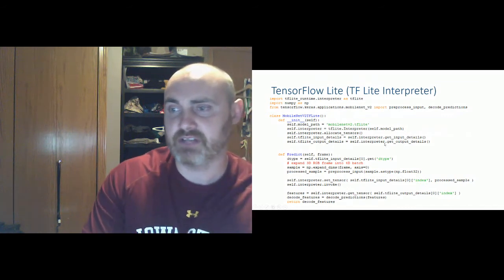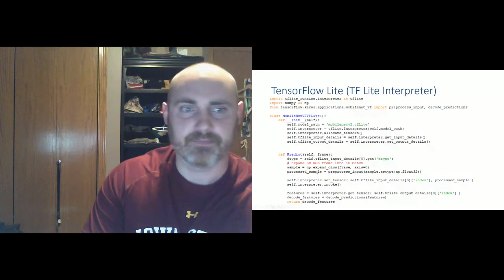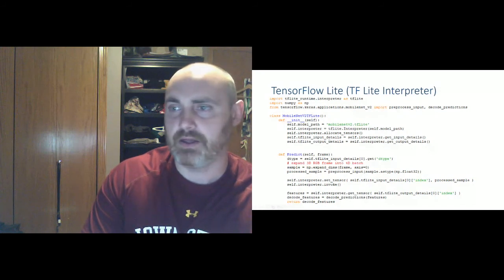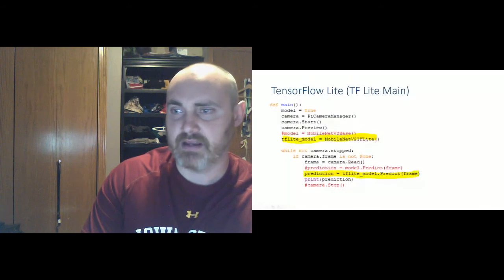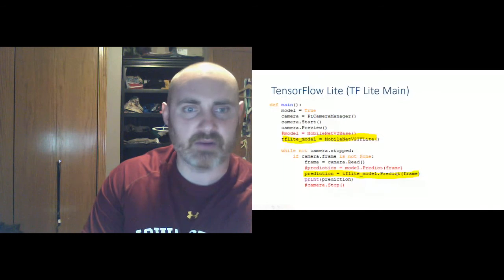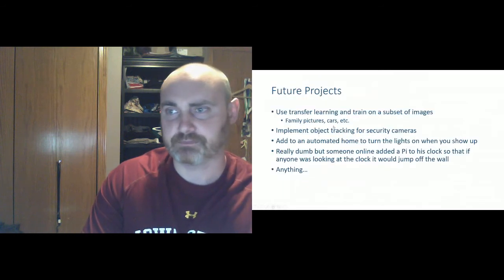So your only difference in code between Lite and the full-fledged TensorFlow is these 4 or 5 lines right here. Everything else is the same. The main, again, since I use classes, I changed the class, and then I use that to predict. 2 lines of code, I went from full-fledged TensorFlow to TF Lite.